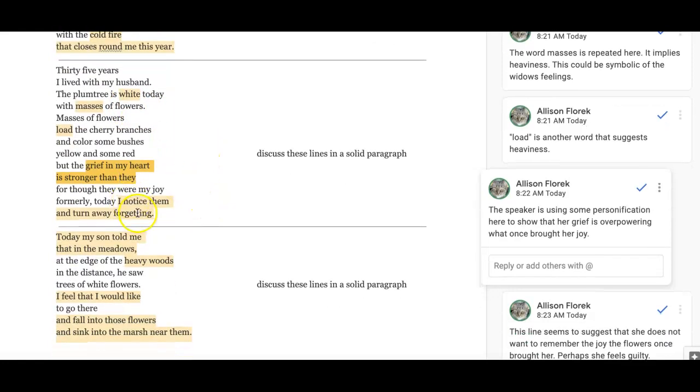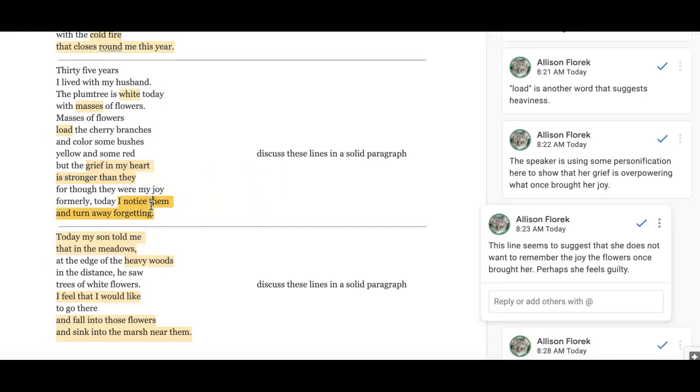All right, moving along here, it says, grief in my heart is stronger than they, for though they were my joy formerly, today I notice them and turn away forgetting. So it seems in this line that maybe the poet is suggesting that she doesn't want to remember the joy, like she is intentionally turning away from them.